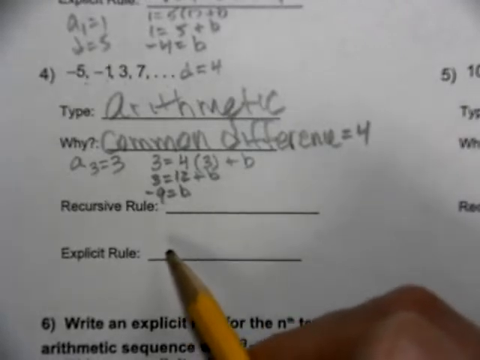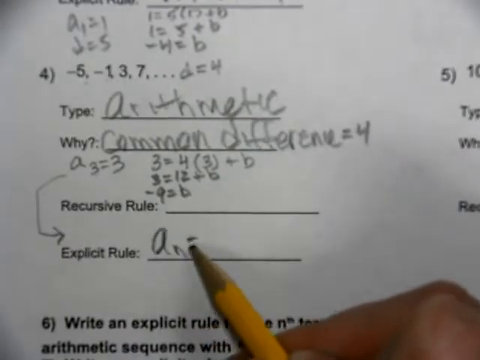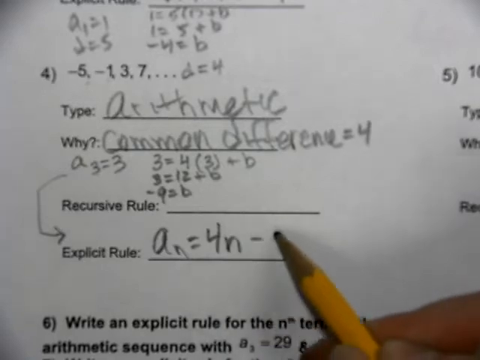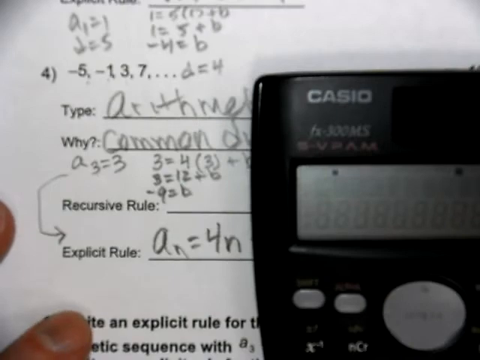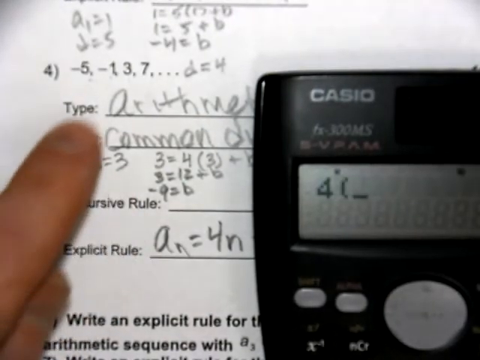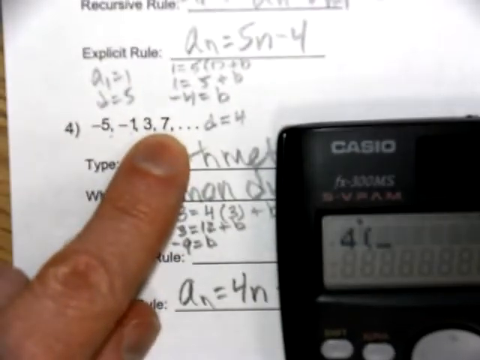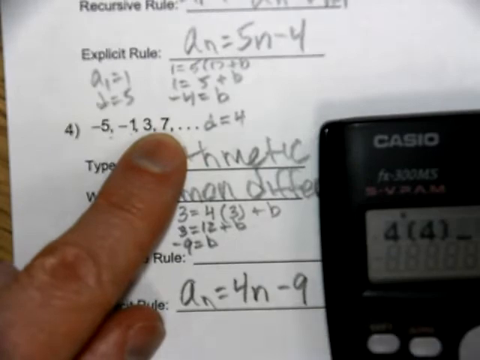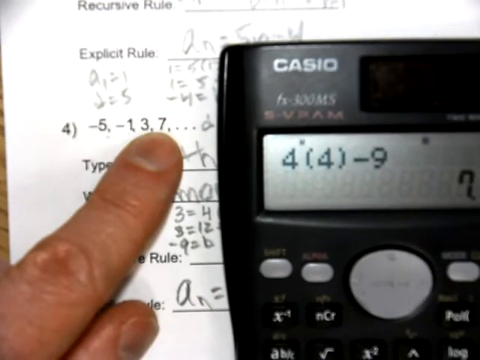I guess this is working on the explicit rule, huh? And this is a of n equals 4n minus 9. We should be able to test that. 4 times position 1, position 2, position 3. Let's go to position 4 just for fun. And it says -9. And I expect to get an answer of 7. It worked out great.